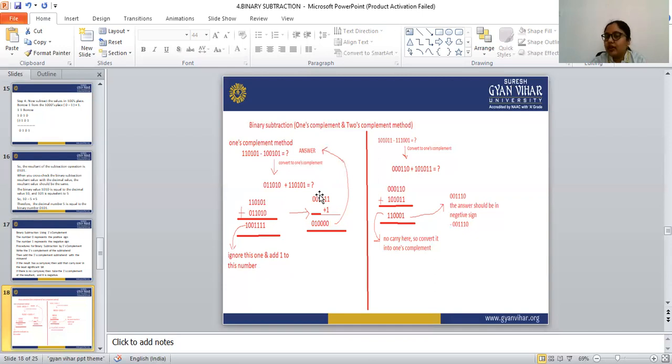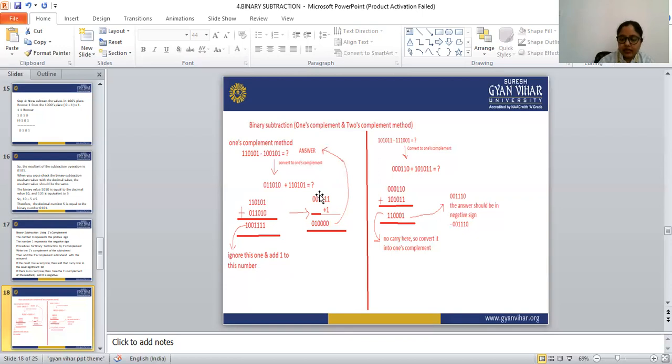We have to simply convert the answer into the ones complement. And what is the procedure of converting into the ones complement? Simply invert that number. Means in the place of 1, we have to write 0. In the place of 0, we have to write 1. So these are the two methods we are following in the binary subtraction by using ones complement method.